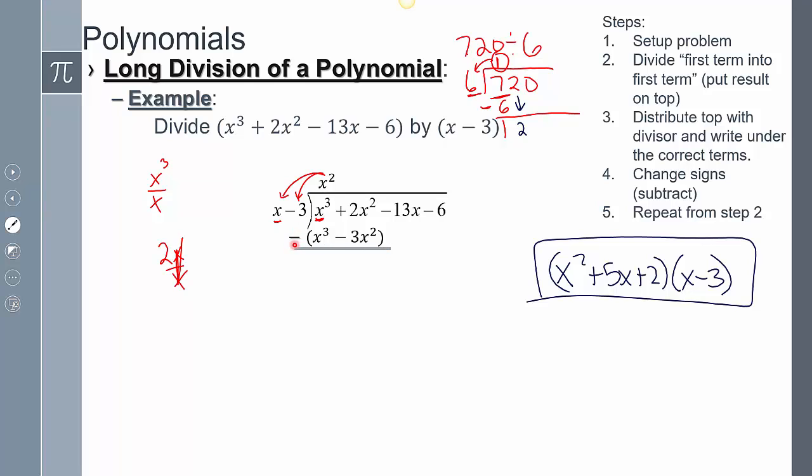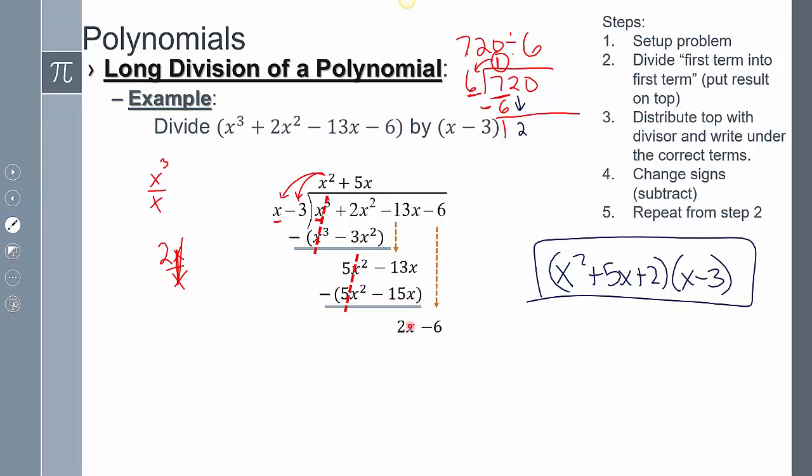Then change the signs or subtract, so then when I subtract, that cancels out. Negative is a positive, so 2 plus 3 gives me 5x squared. Bring down the next value, repeat from step 2. So first term into first term, so that's going to give me 5x. Step 3, distribute. So if I distribute those through, it gives me 5x squared minus 15x. Then step 4, subtract. 5x squared minus 5x squared is 0. Negative 13 minus negative, so that's going to be positive 2.